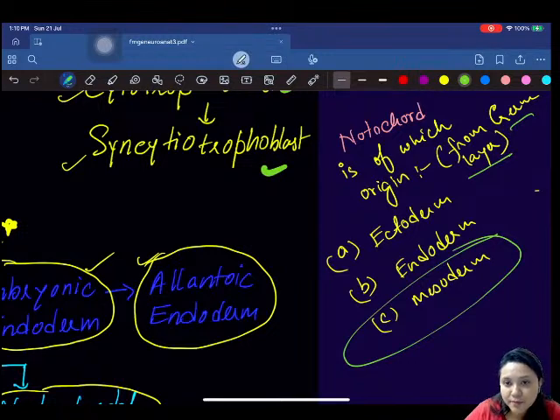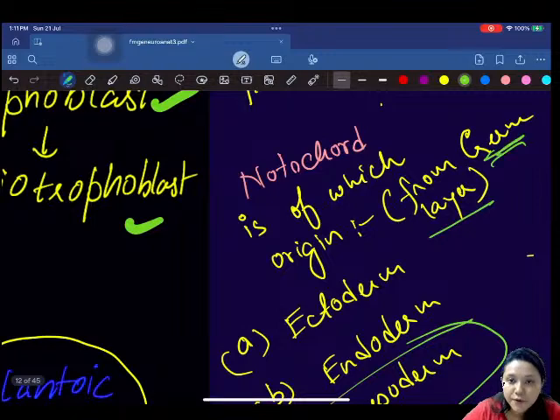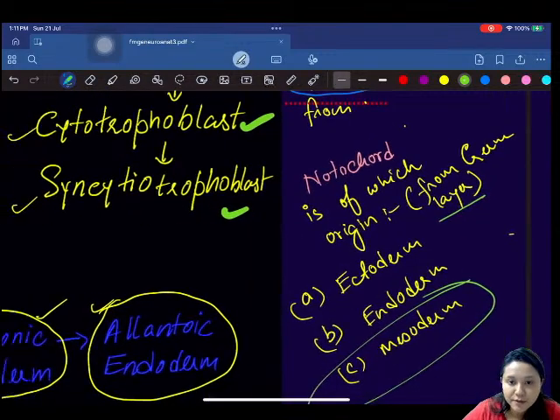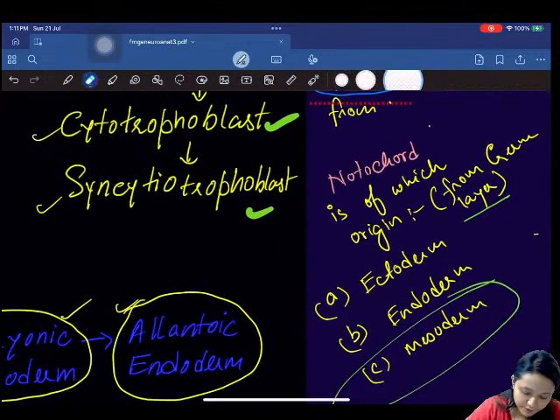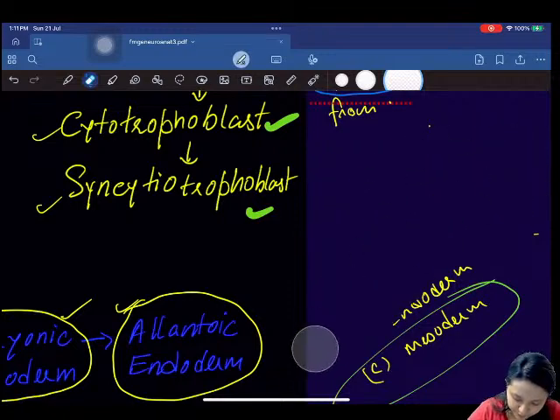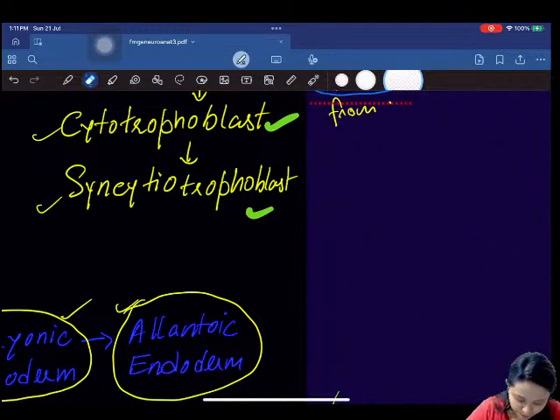So if they have mentioned the germ layer, it will be mesoderm, and if they have mentioned epiblast, hypoblast, mesoderm, and notochord is derived from, then it will be epiblast. So there is a change of pattern in the question. If they mention the germ layers, then it is mesodermal in origin. I hope this is clear now.